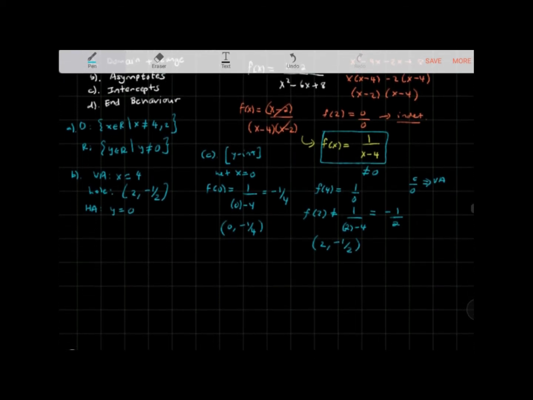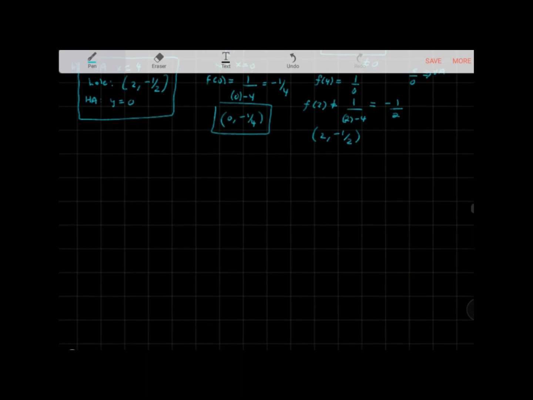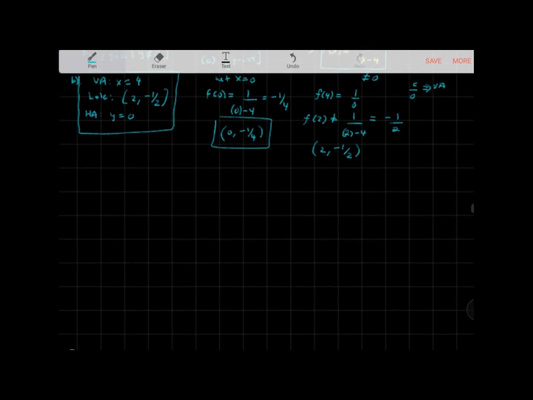And now what you want to do here is plot these points, right? So we have a vertical asymptote, we have a hole, we have a horizontal asymptote, we have a y-intercept, and we can understand that this is a reciprocal function. So let's place our grid here, and let's sketch the graph.